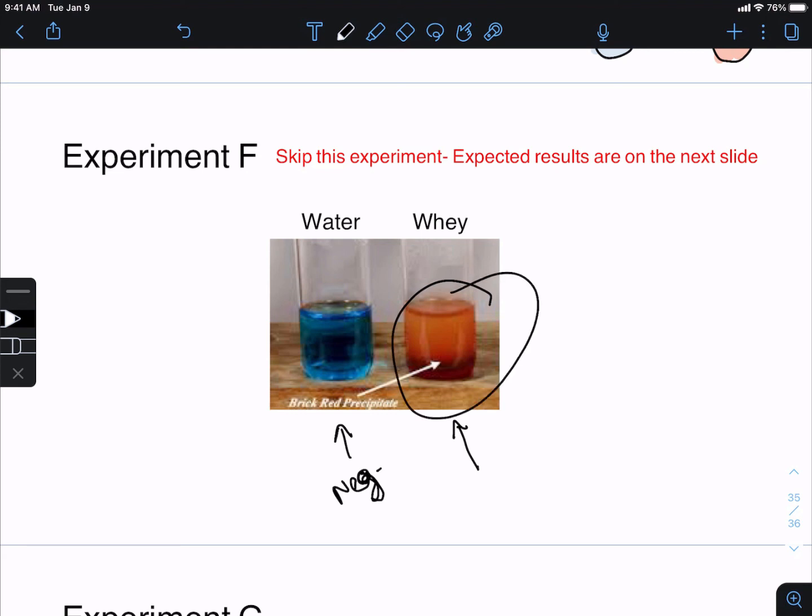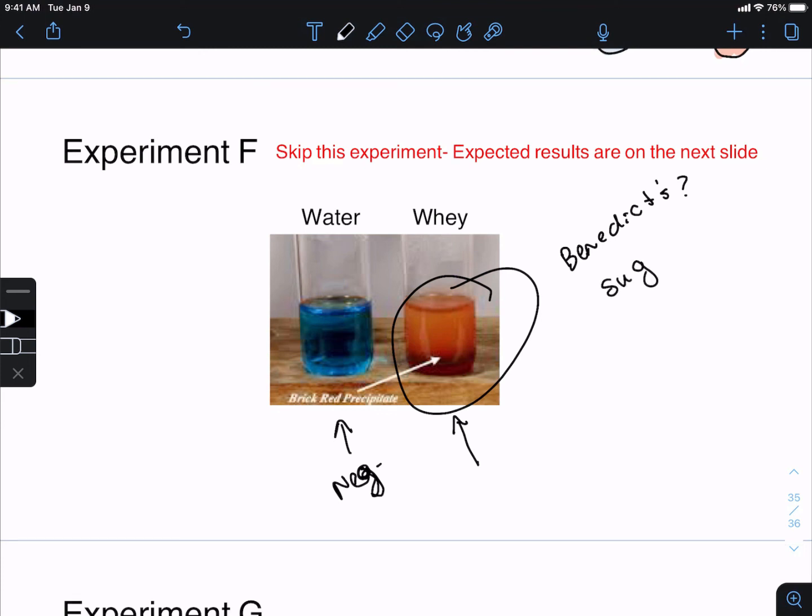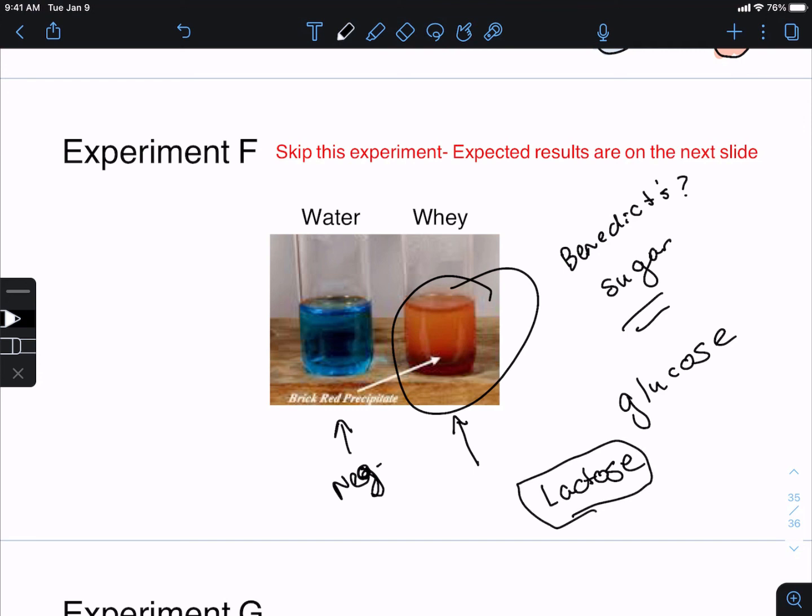That color changing indicates that, remember Benedict's, what does it do? Well, it responds to sugars that can be reduced. So it simply tells you the whey contains sugar. Does it tell you exactly what sugar? No, but it's probably glucose. Milk contains lactose, right? And lactose is a sugar, it's a disaccharide. And one of the saccharides in lactose is glucose, in fact, and so that's what the Benedict is likely reacting to.